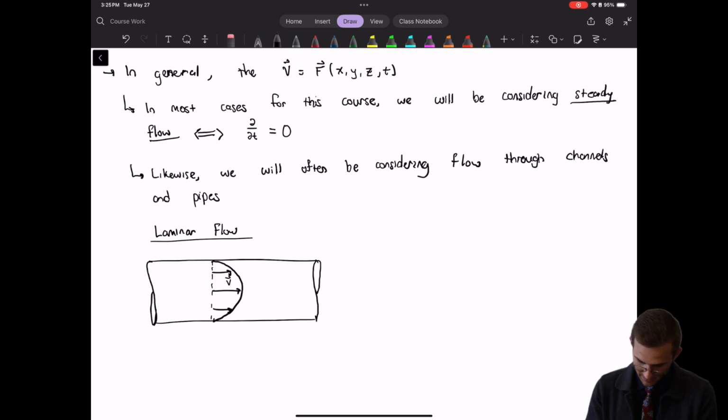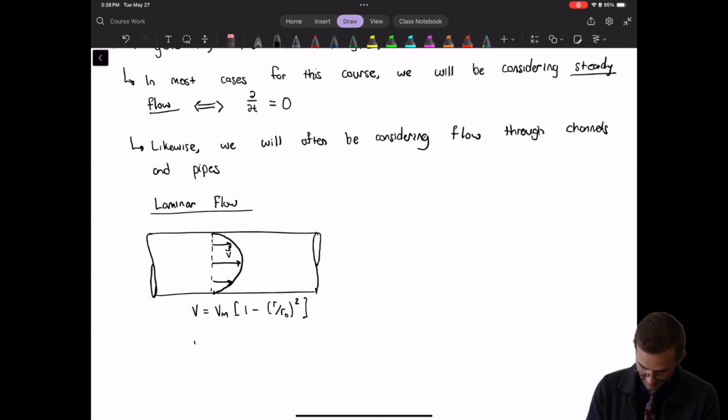Okay, and then if you were to write out what that velocity profile is, it would be v is equal to v mean, or the mean velocity, times 1 minus r over r naught squared for a cylindrical pipe. Okay, it's parabolic in r.